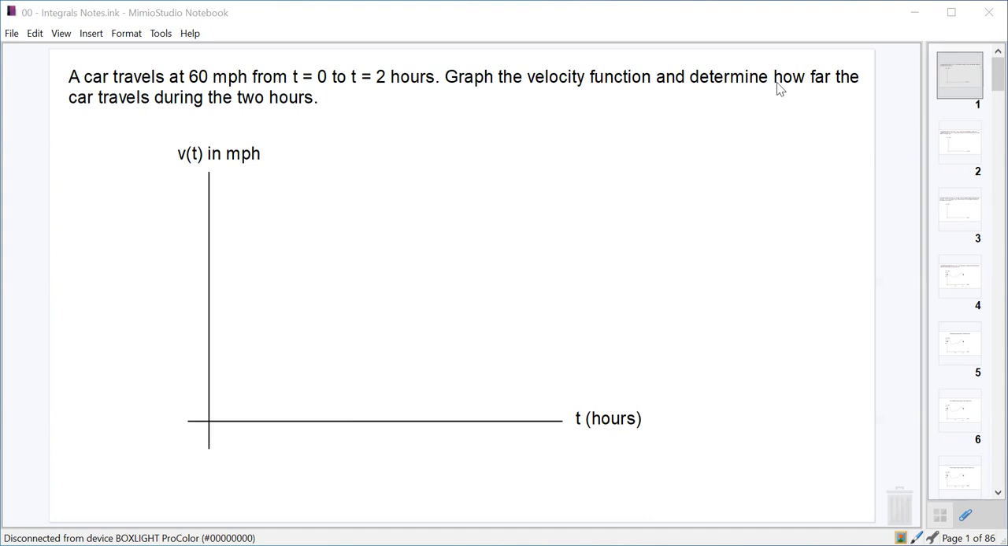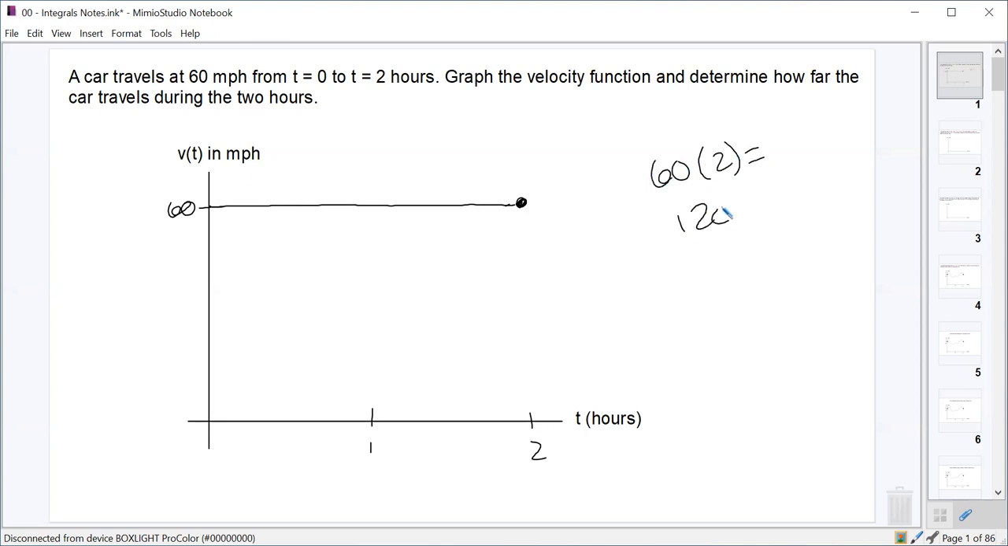And so we're going to graph the velocity function. So that should be really easy to do. If this is 60, and here's t equals 1, and t equals 2, if the velocity is 60 the entire time, it would look like that would be our function right there. And if I asked you how far the car traveled during those 2 hours, we'd just say, well, if it was going 60 miles each hour for 2 hours, that'd be 60 times 2, which would give us 120 miles. Should be pretty straightforward.